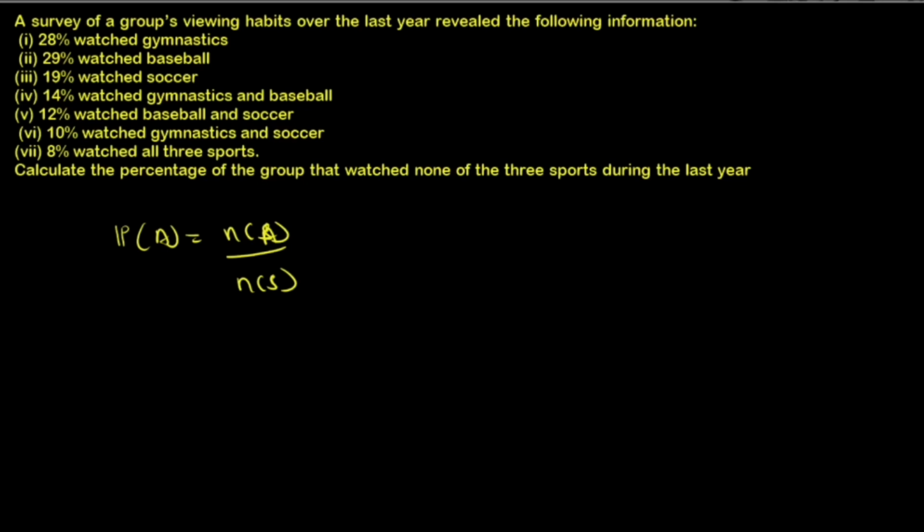For us to find none of the three sports, we need to establish something here. From the laws of probability, first let G, B, S represent the people who watched gymnastics, baseball, and soccer respectively. We are finding none of the three sports, and we have a formula which establishes that the probability of an event occurring is equal to 1 minus the probability of that event not occurring, or the probability of that event not occurring is equal to 1 minus the probability of that event occurring.